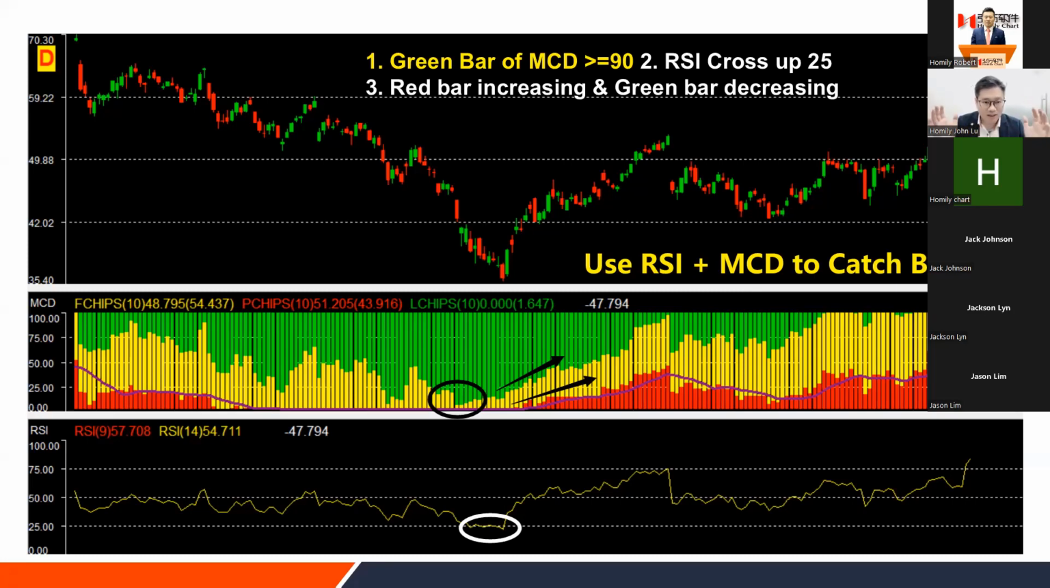Why? Bottom is always an area, not one day. Remember, top is sometimes one day, but bottom should be an area, sometimes maybe 3 months or half a year. So if you try to buy a share at the bottom area, be patient. Don't worry that if you never buy, you will miss the opportunity.